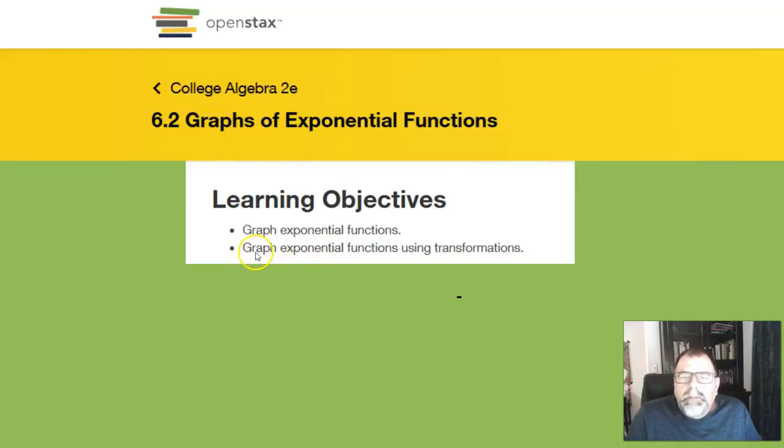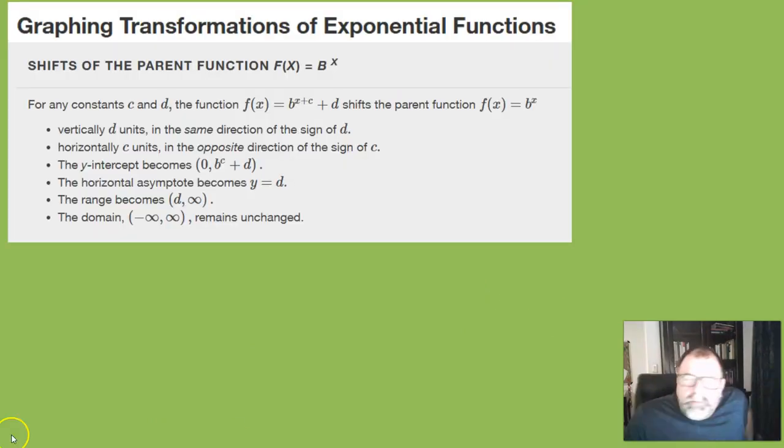Okay, so now we're ready to graph exponential functions using transformations. Graphing using transformations, shift the parent function. So basically, we have b to the x plus c. This plus c is going to shift it left or right. And then the plus d is going to shift it up or down, vertically d units. And remember, when you're up inside with the variable, you do the opposite.